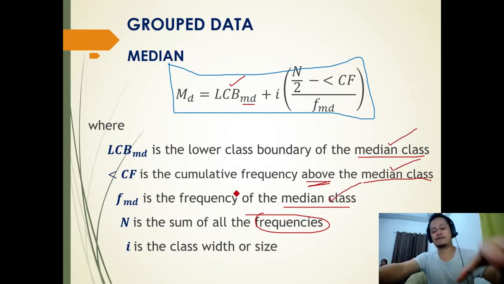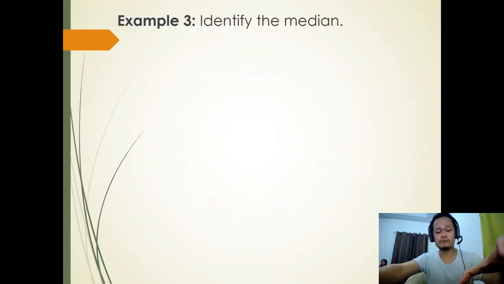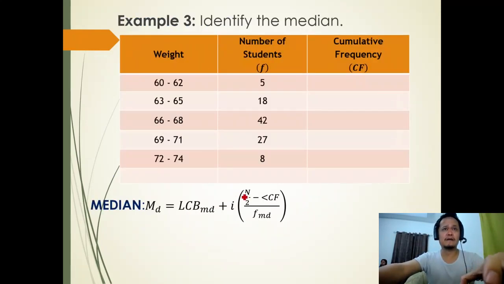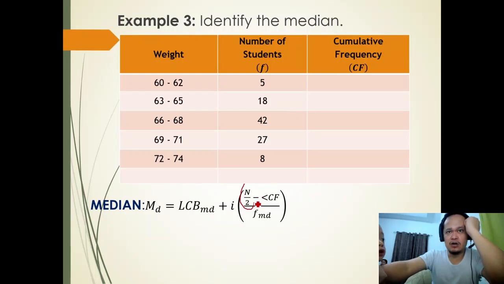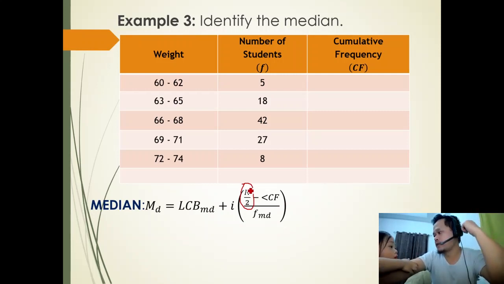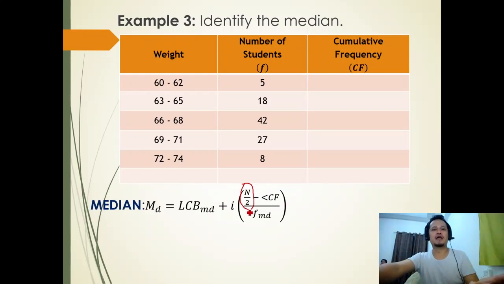Now, if you notice in the median formula, there is a mention of the median class. The first thing to do, let's go back to our table, is to identify your median class. How do we identify the median class? N over 2 will be your locator.